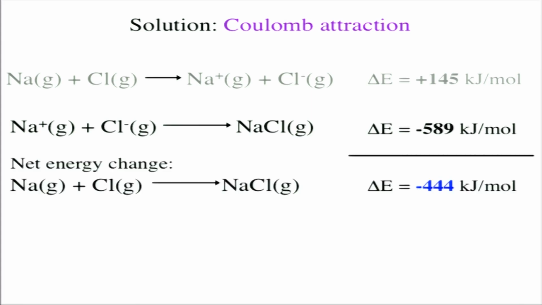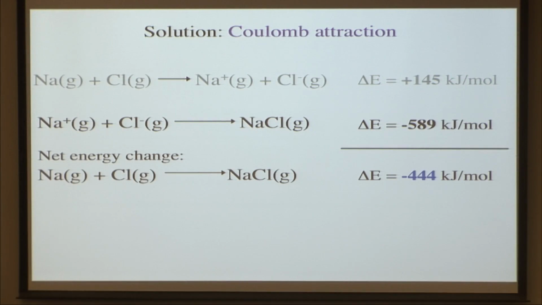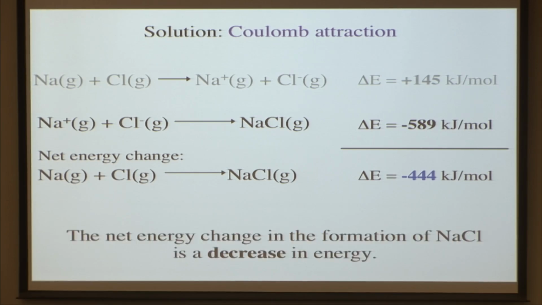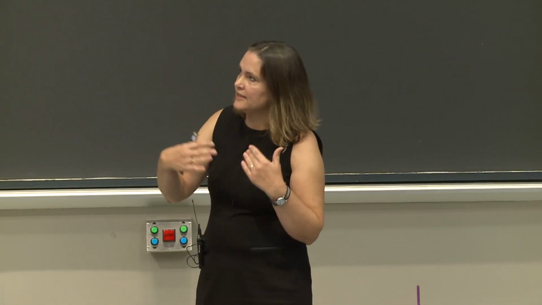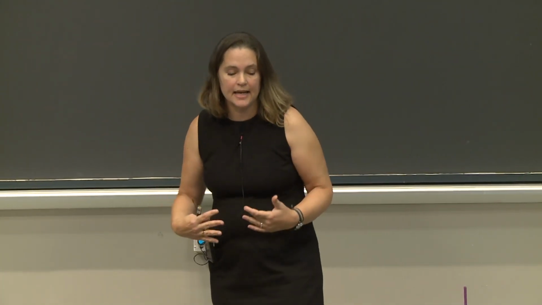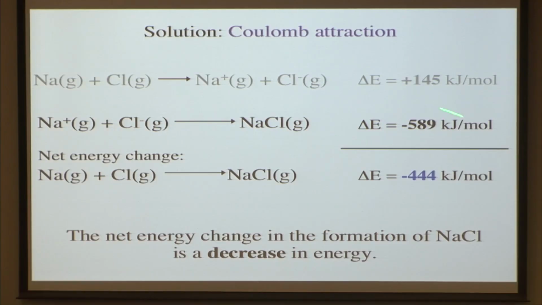So overall then, if you consider both forming Na+ and Cl- and the attraction between them, we have a negative delta E of 444. So the net energy here is in favor of forming NaCl. We have a decrease in energy. This is a stable compound. So let's look at where this number comes from.